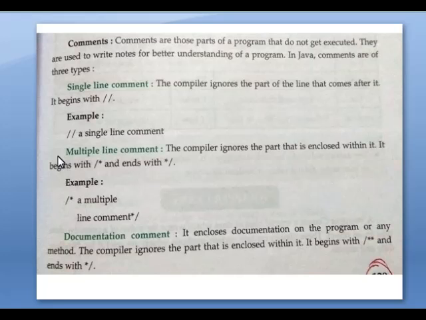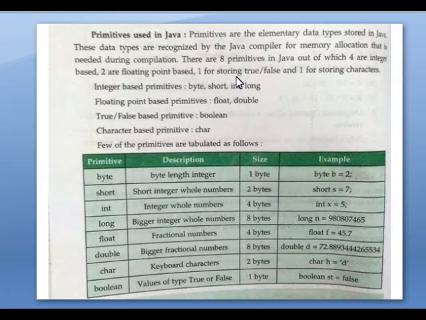The next one is primitives used in Java. So what are the primitives that are used in Java? That is byte, short, integer, long, float, double, character and boolean. So these are the primitives that are used in Java.